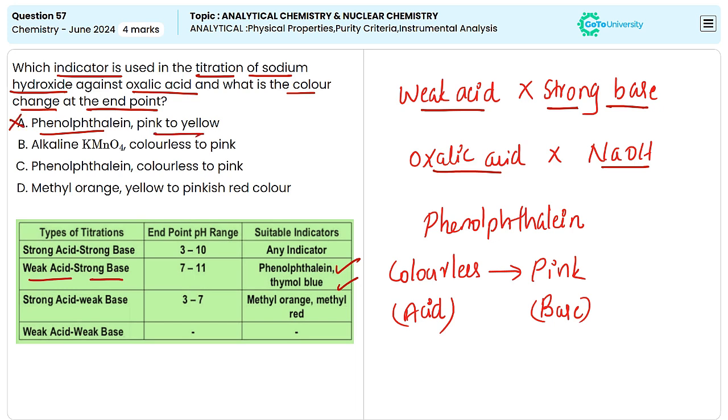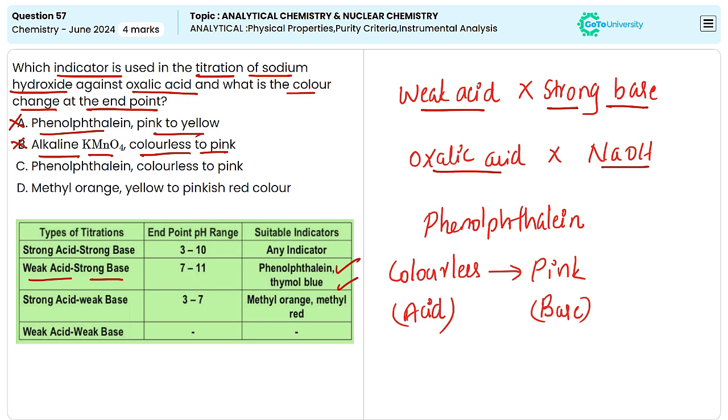The second option says that the indicator is alkaline KMnO4 and the color change is colorless to pink. Alkaline KMnO4 cannot be used in acid-base titration. This is generally used in permanganometric titration. So option B is the incorrect one.